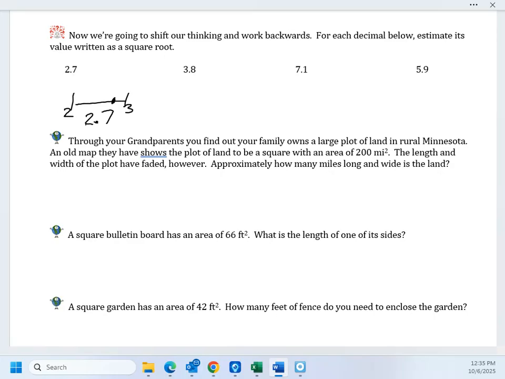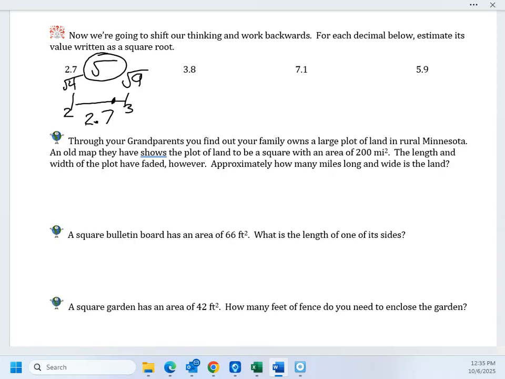Now, working back again, what do I need to put? Laurel? Yeah, I need to put those square roots. 2 is the square root of 4. 3 is the square root of 9. So what might our square root be? That would be 2.7.